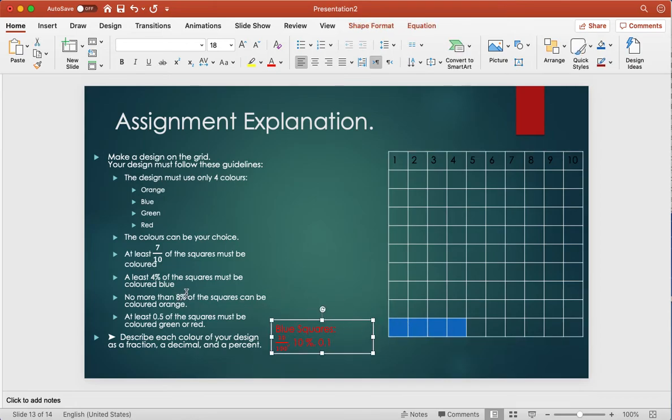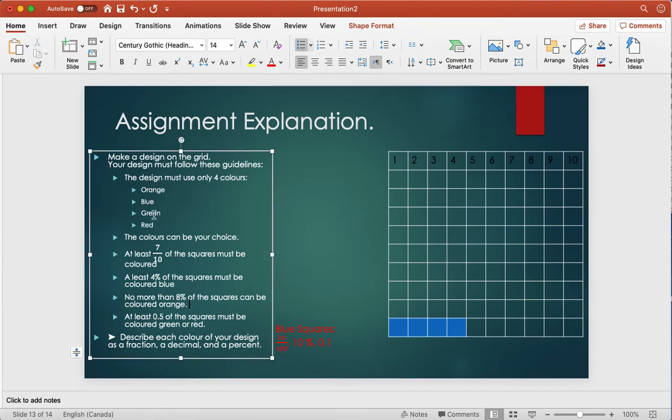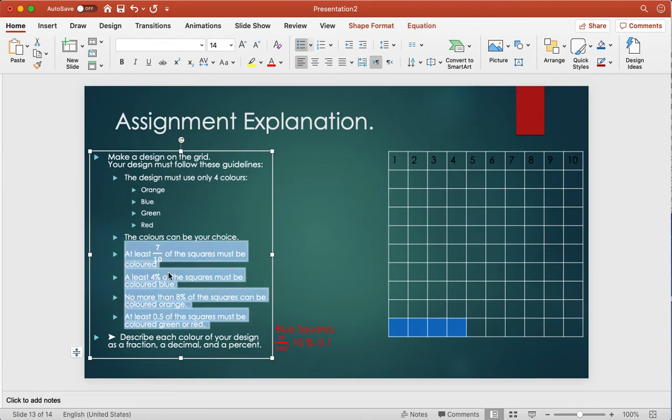No more than 8% of the squares can be colored orange. At least 0.5 of the squares must be colored green or red. Right? So this is really what's guiding your design. Besides that, your placement, where it goes, or what it looks like isn't important. It's more about the math. Can you figure out, right, how to incorporate these?